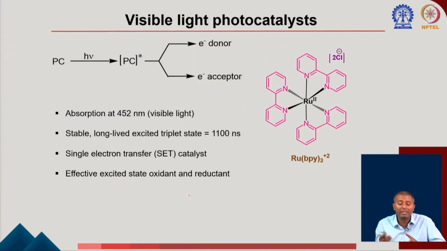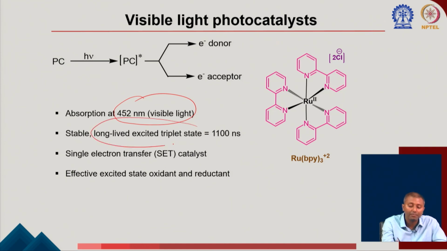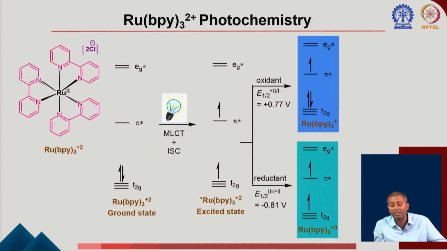Once it goes to the excited state, it is first an excited singlet state, and from there it goes to the excited triplet state. Now once it is in the excited state, it could be a reductant or an oxidant. It is absorbing at around 450 nanometers, so you can see it is absorbing visible light. There is a long-lived triplet state here. That means it goes from the singlet to the triplet state, and from there it can go for electron transfer or for energy transfer. It can go for single electron transfer, and again, as I mentioned, it could be an effective oxidant or reductant.